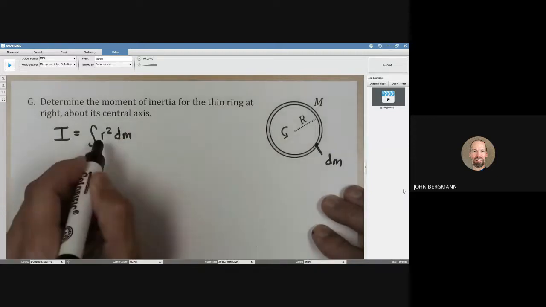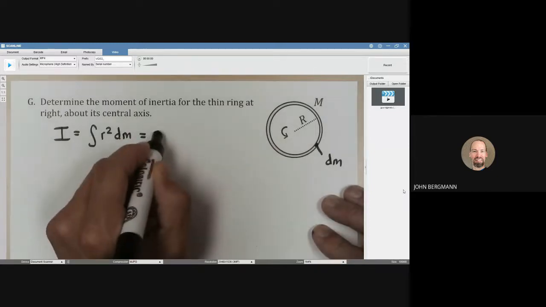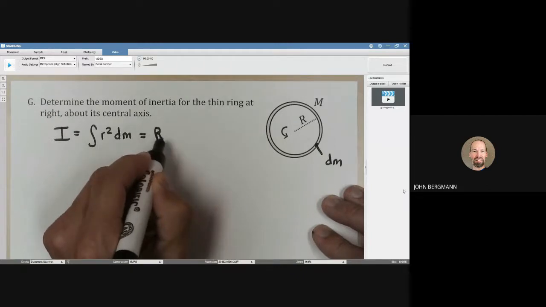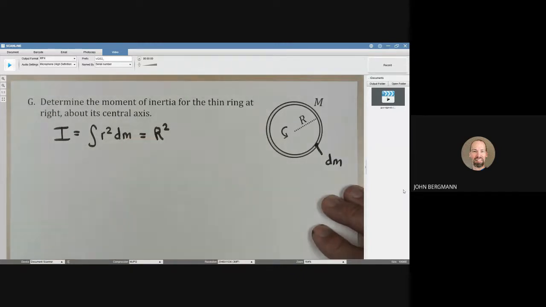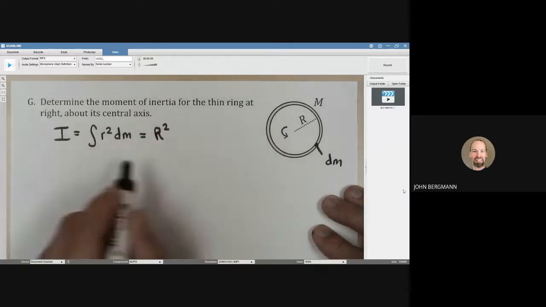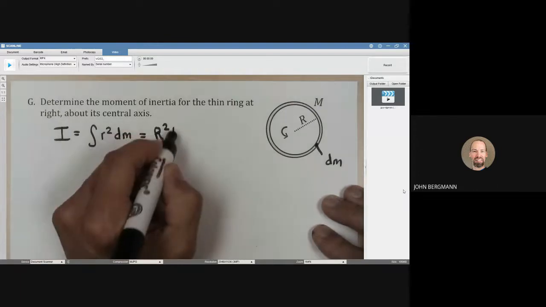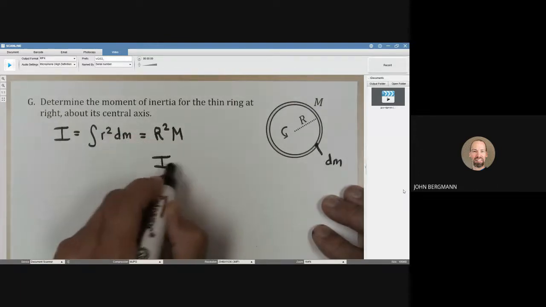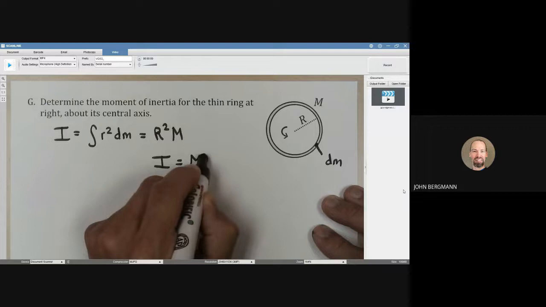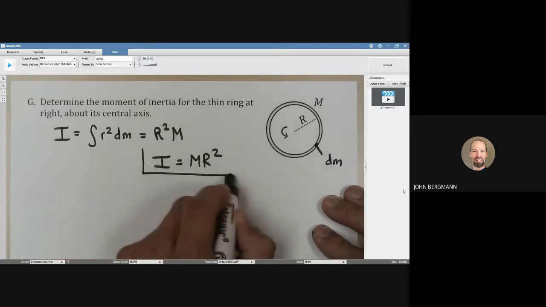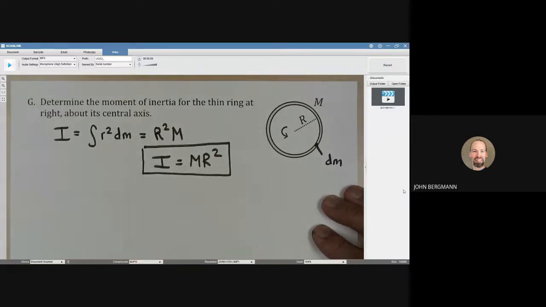And so what we can do then is we can say, oh, well, r is a constant, so we can pull it out of the integral, and then we just integrate dm. Well, what do you get when you integrate dm? You just get m. Normally, the m is written first. The moment of inertia of a thin ring about its central axis is mr squared. That was an easy one.